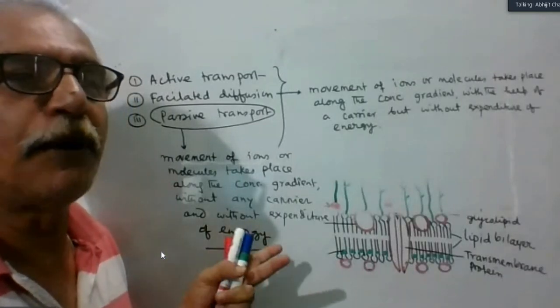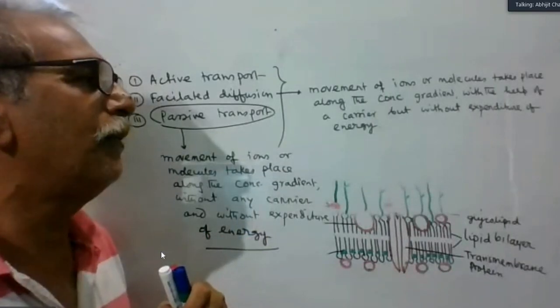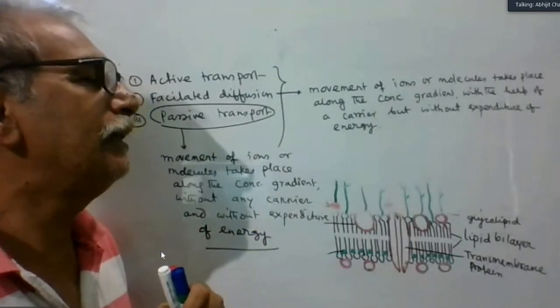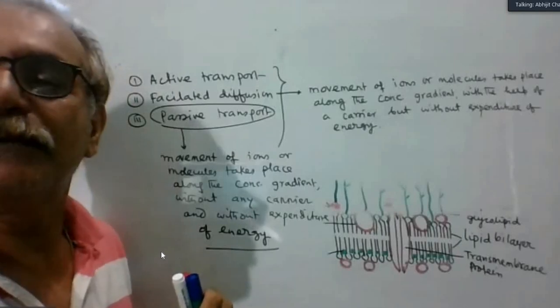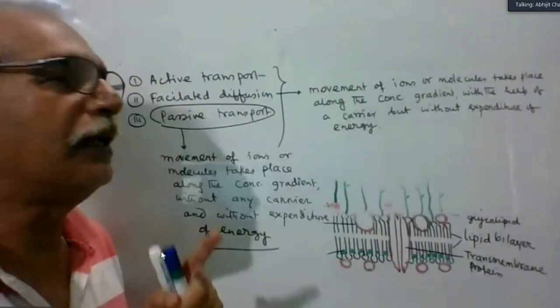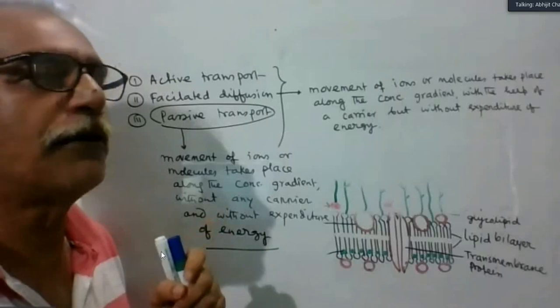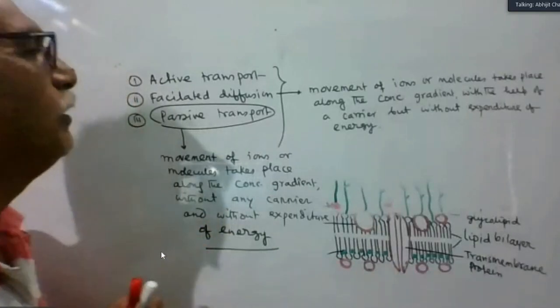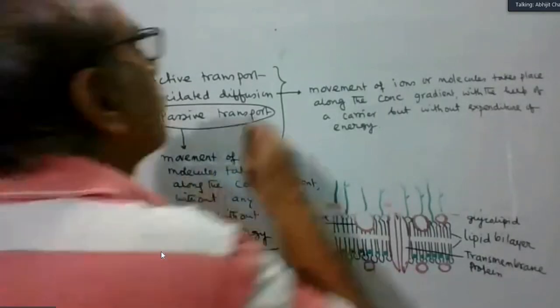So in these two points they are similar, but they are different in that a carrier is required in facilitated diffusion. This is the point of difference. In case of active transport, what happens?